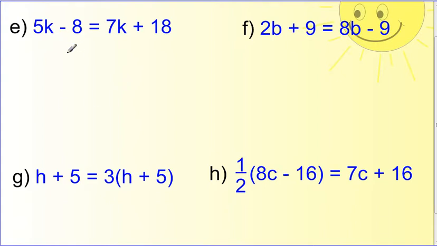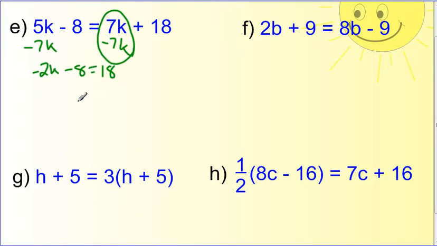So let's see what we got. Letter E. Let's see. There's no parentheses. I do not have to combine like terms. I do have variables on both sides. I'm going to get rid of this one. Minus 7k gives us a negative 2k minus 8 equals 18.